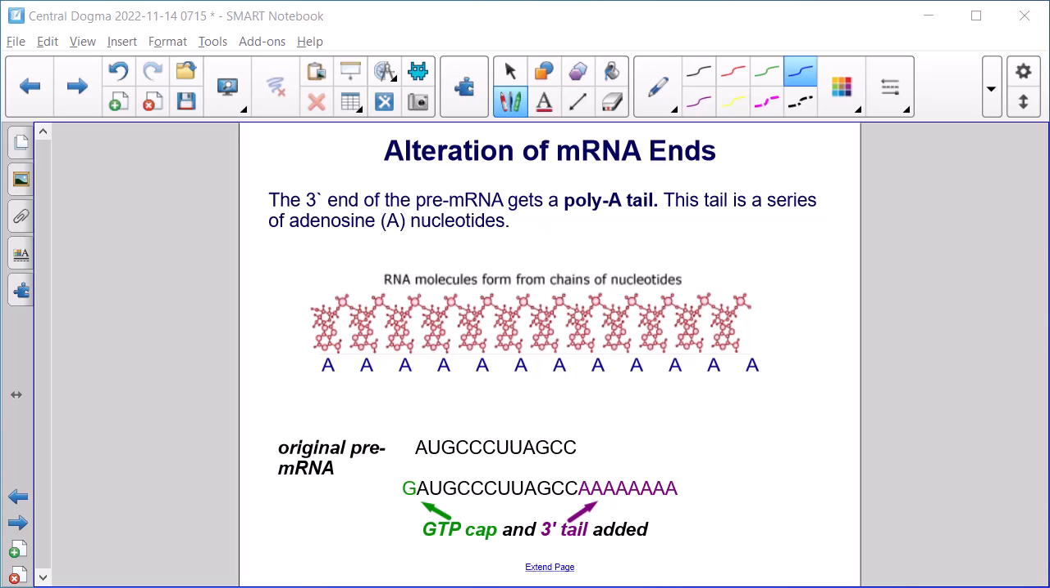This tail is a series of adenosine A nucleotides, which you can see here. So here's the original pre-mRNA. Here it is with its GTP cap on the 5' end and the 3' tail added.